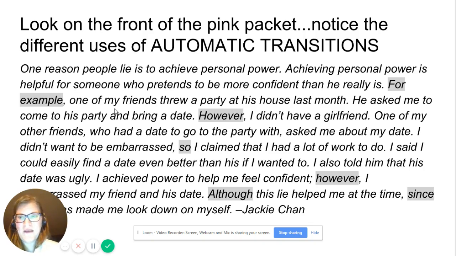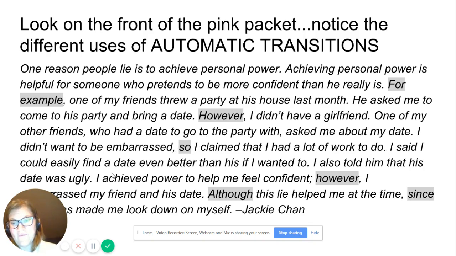He asked me to come to his party and bring a date. However, so that shows a direct relationship. These two don't relate. They contradict each other. However, I didn't have a girlfriend. One of my other friends, who had a date to go to the party with, asked me about my date. I didn't want to be embarrassed, so, or therefore, I claimed that I had a lot of work to do.